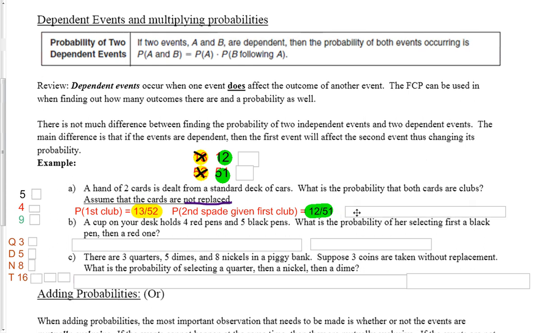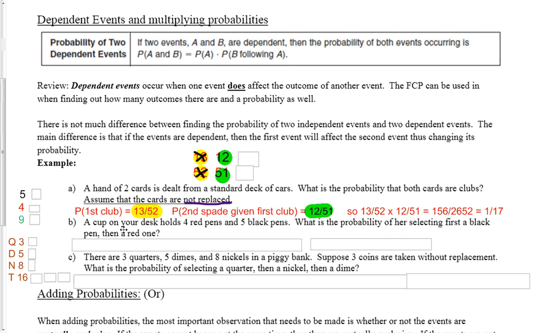So once we have those two numbers, we just multiply them together the same way we did above. So 13 out of 52 times 12 out of 51 is going to get you a big ugly fraction that will reduce down to 1/17. And that will be your answer.